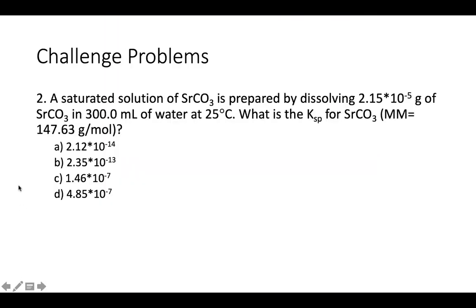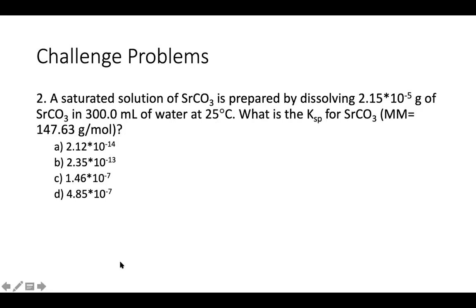Okay, and so number 2, a saturated solution of strontium carbonate is prepared by dissolving 2.15 times 10 to the negative fifth grams of that solid in 300 milliliters of water at 25 degrees Celsius. So you're asked, what is the Ksp for this solid?